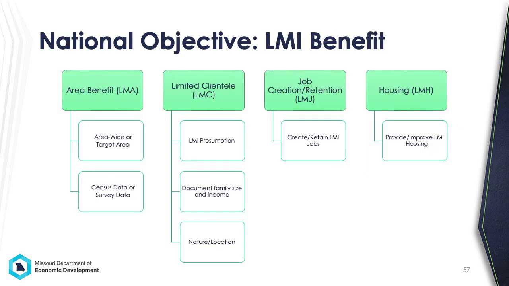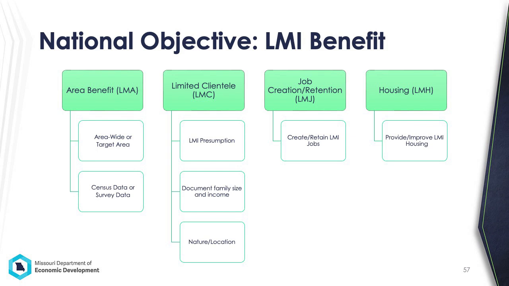LMI benefit is the primary national objective. 70% of Missouri's annual CDBG allocation must meet this national objective. There are instances where a project might qualify for more than one national objective. In those cases, if the activity meets the LMI national objective and some other national objective, we would want to use the LMI national objective to contribute to that 70% set-aside requirement.